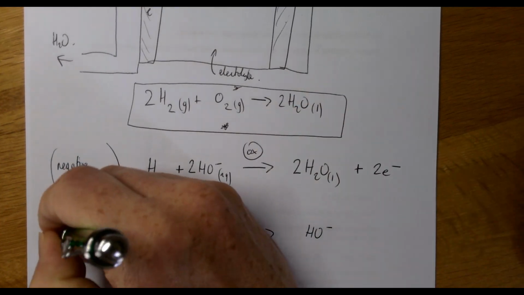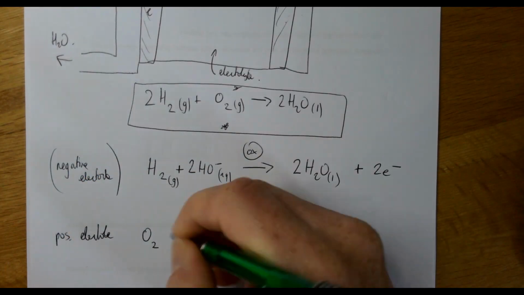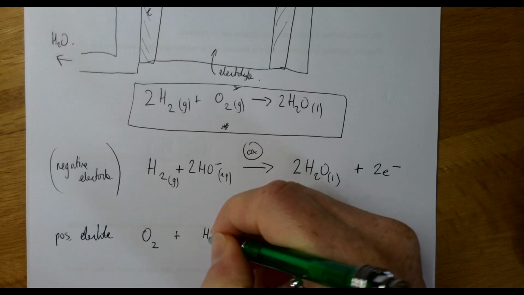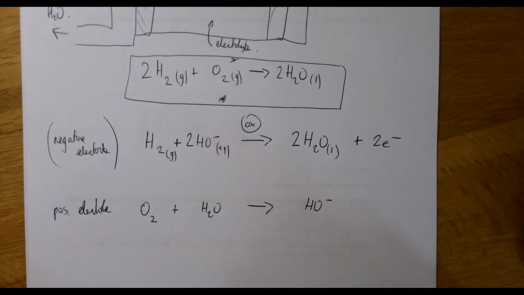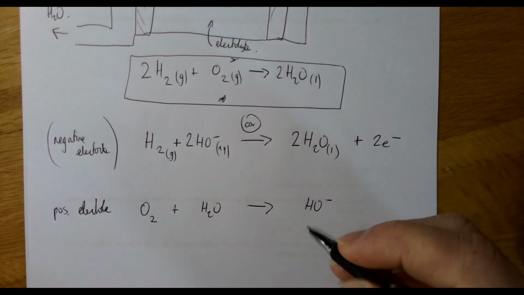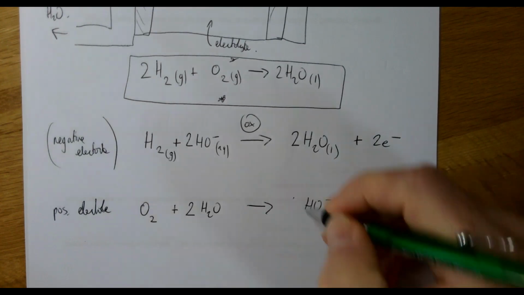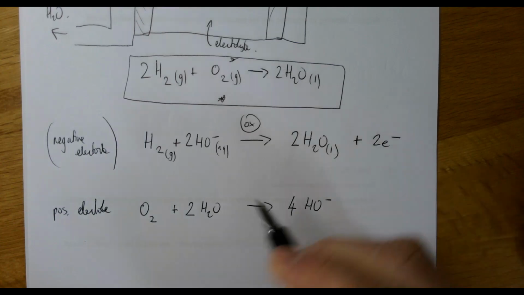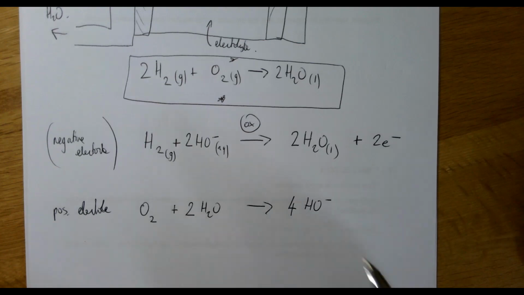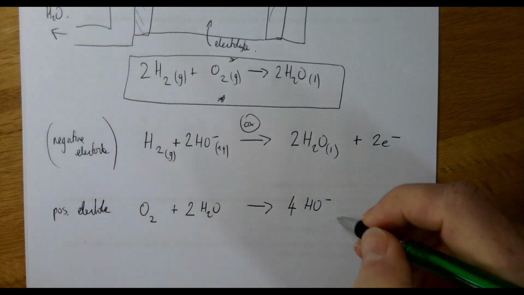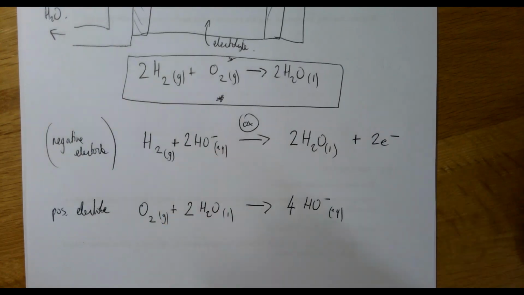The positive electrode, we know, I told you a minute ago, that oxygen and water combine to make the hydroxide ions. And the only way to make this balance and to make sense of it is if you have 2 water molecules for every 1 oxygen, and that means you get an even ratio of hydrogen to oxygen, and we need that to make hydroxide. So you've got that half equation taking place.